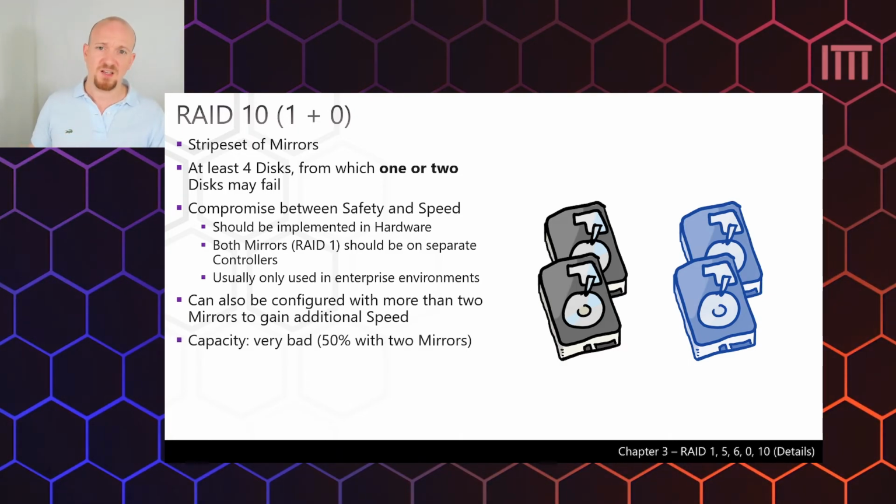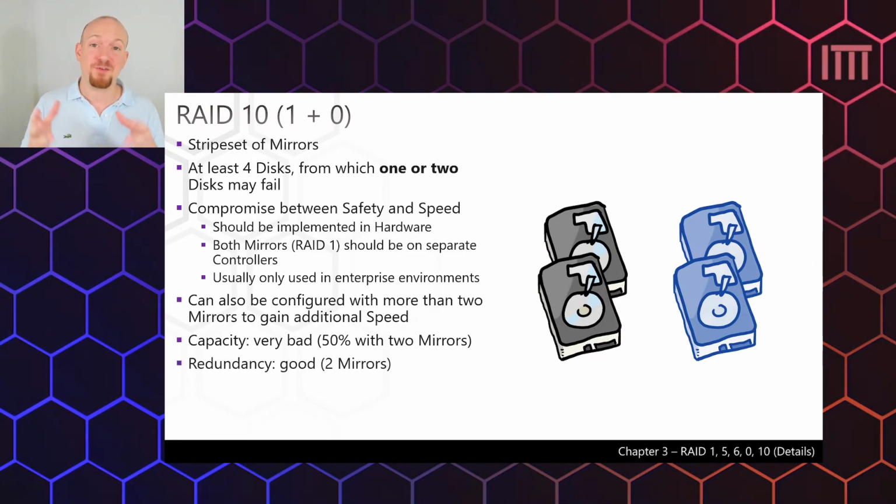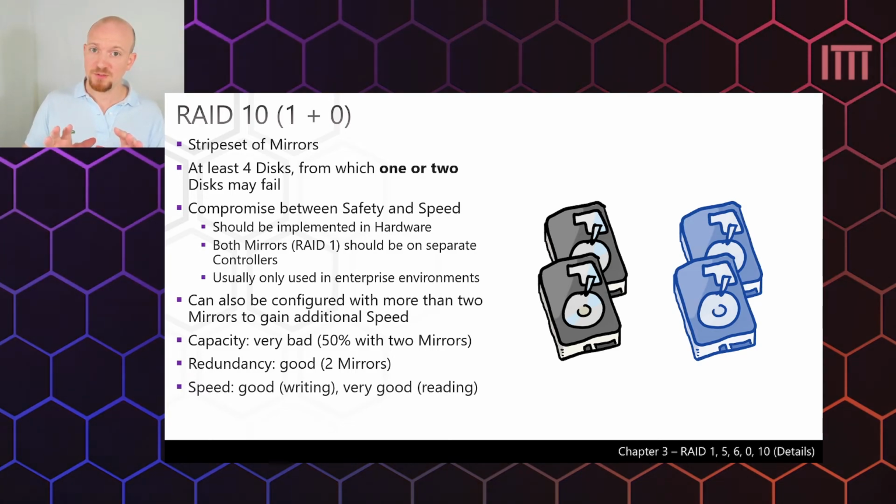The capacity is pretty bad. It's only 50% with 2 mirrors, so the same as with a RAID 1. However, the redundancy is pretty good if you have only 2 mirrors. The speed is also good, so it's better than with a RAID 1 and not as good as with a RAID 0, because when you write data, it will be written in parallel to both of the RAID 1s.